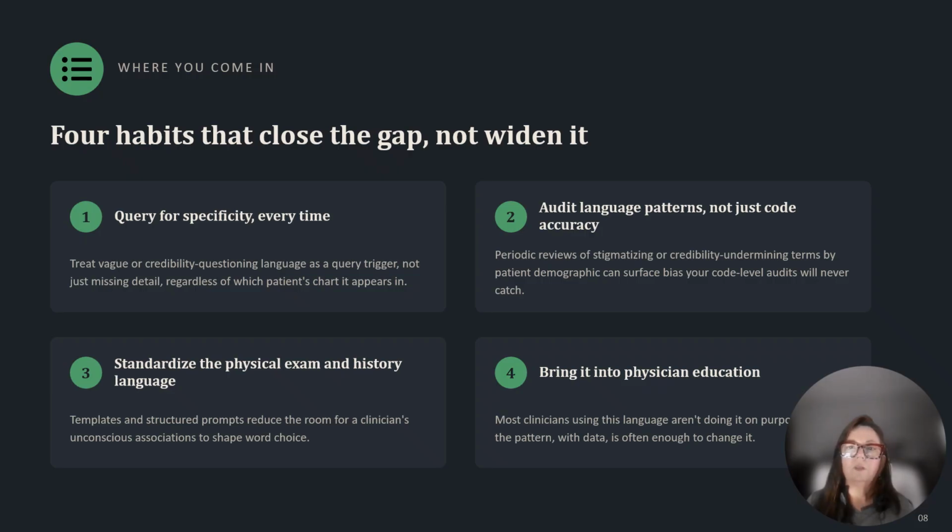And fourth, bring this into your physician education. Most clinicians using this kind of language are not doing it deliberately. So in my experience, just naming the pattern and providing the data behind it is often enough to start seeing changes in that.